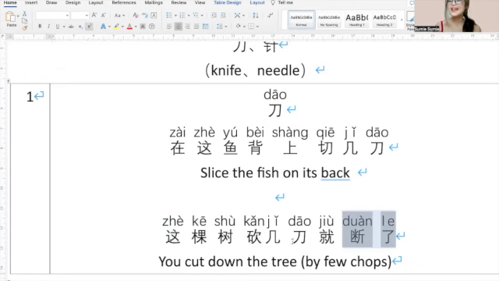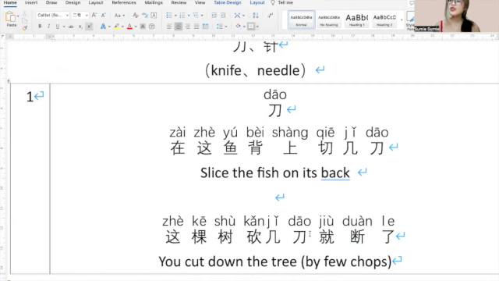这棵树砍几刀就断了。来，一起读一次。这棵树砍几刀就断了。OK，砍几刀就断了。砍几刀的刀 here is like a measure word to describe something. You will use the knife to do something on the noun. Okay, so 刀 that means a knife. You would use the knife to do what? To describe a verb. For example, I want to cut the carrot.